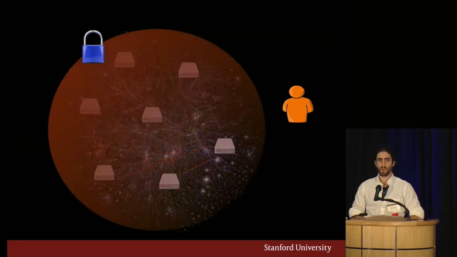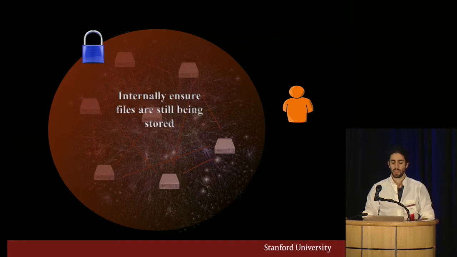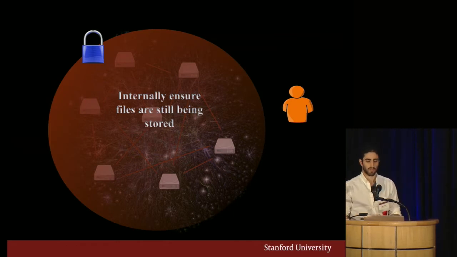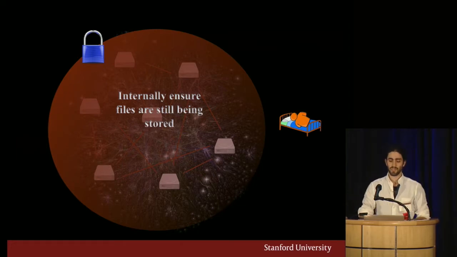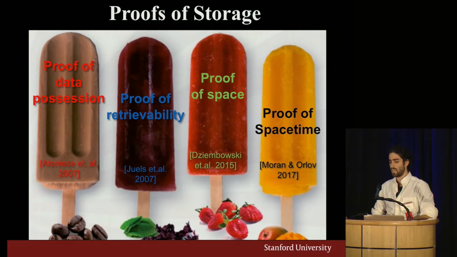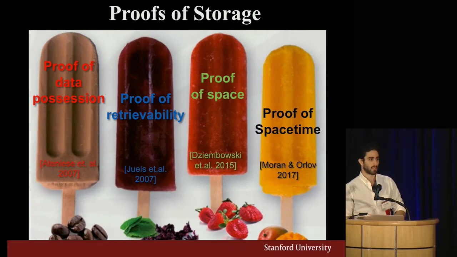And ideally, we would want the system to secure itself in some sense, so that you as a user don't have to continuously check that the network is still storing your files, that if you put your data in the network and went to bed and got up the next morning, they would still be there. So the first thing we're going to look at is some kind of proof of storage and how to use it in such an environment.